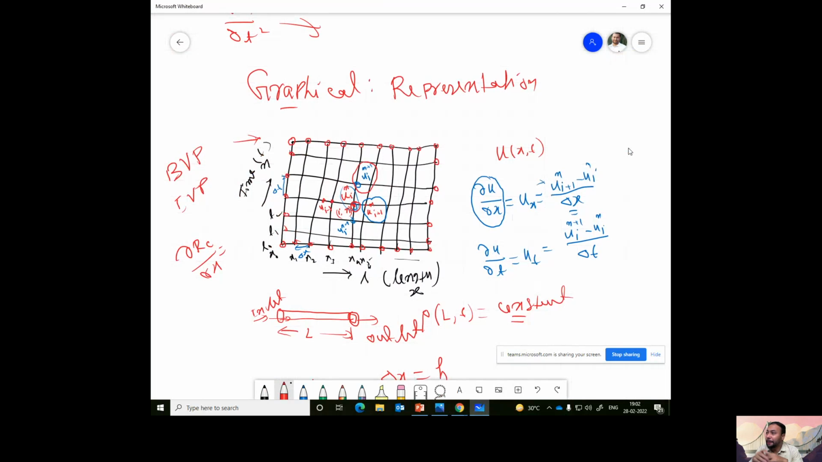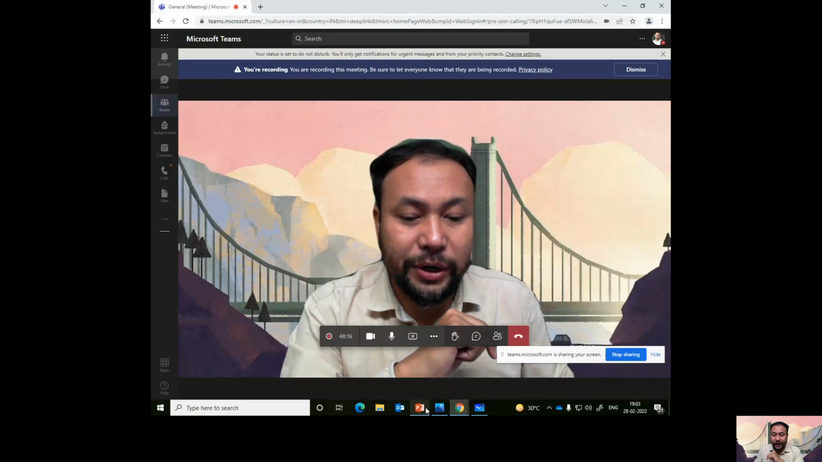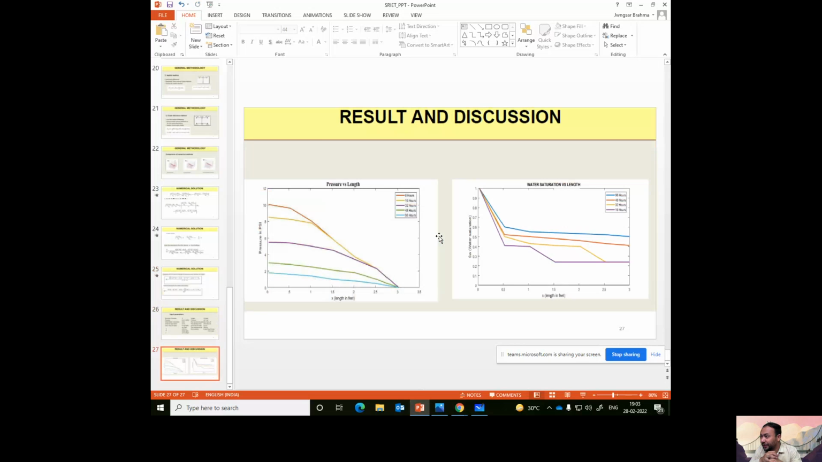Then we develop two equations in discrete form. One equation represents the pressure distribution. The second equation represents the water saturation distribution. Now, by using the initial and boundary conditions, we can find the pressure with respect to length, and we can find the water saturation distribution with respect to length. So finally, we got these two graphs. I hope you have understood this.